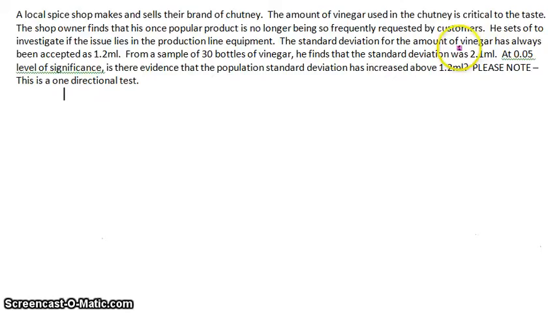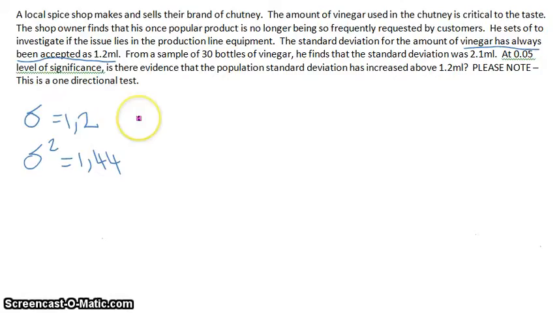So there we realize there's some critical information that we're given. It has always been accepted, which tells us that is population data. So the standard deviation of the population, that would be sigma, is 1.2, which would mean that my variance is 1.44.